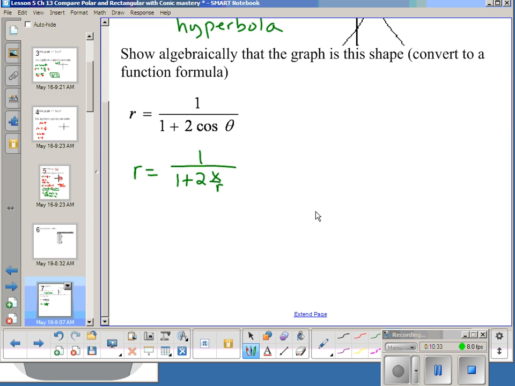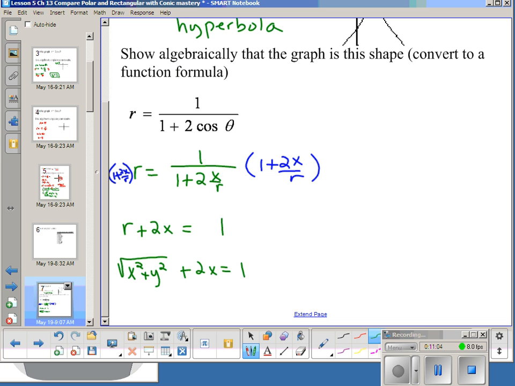Now, I don't like x in the bottom. I'm going to get rid of this by multiplying both sides by 1 plus 2x over r. And I'm going to distribute my r in here, and I get r plus 2x equals 1, which is quite a bit simpler because the other side will cancel. Now I'm going to turn my r into root x squared plus y squared. So now I've gotten rid of all r's. See that r right there? R is the square root of x squared plus y squared.